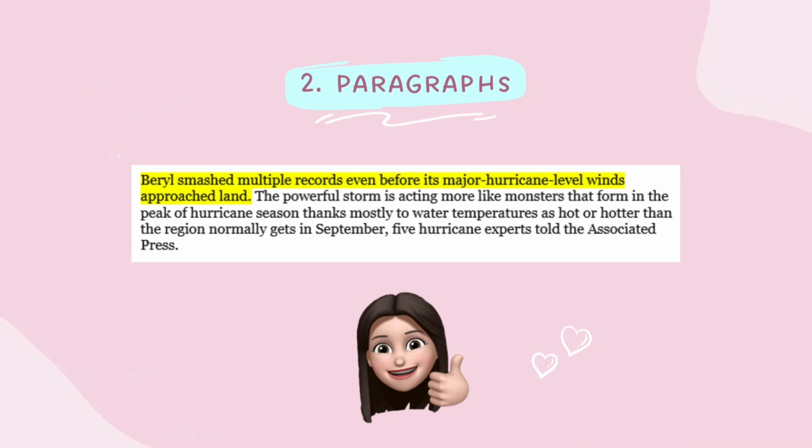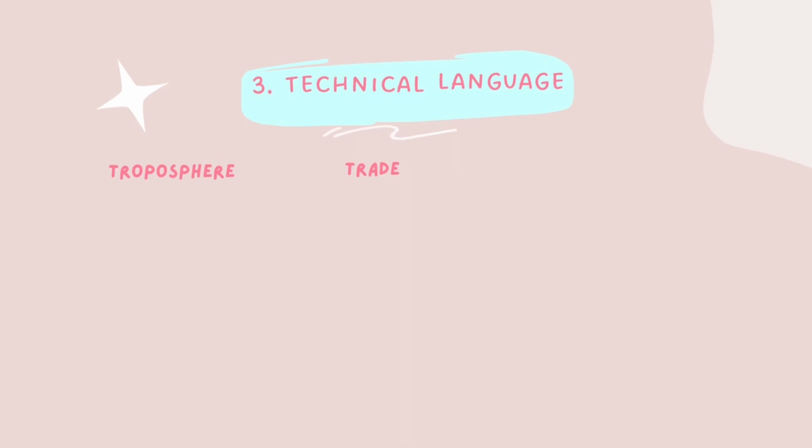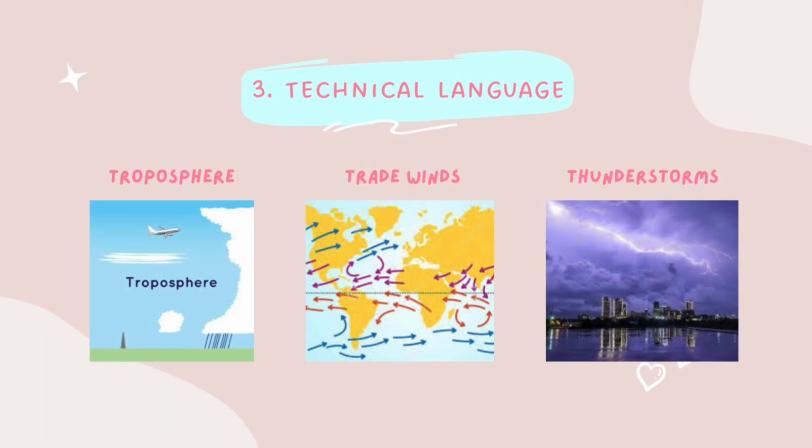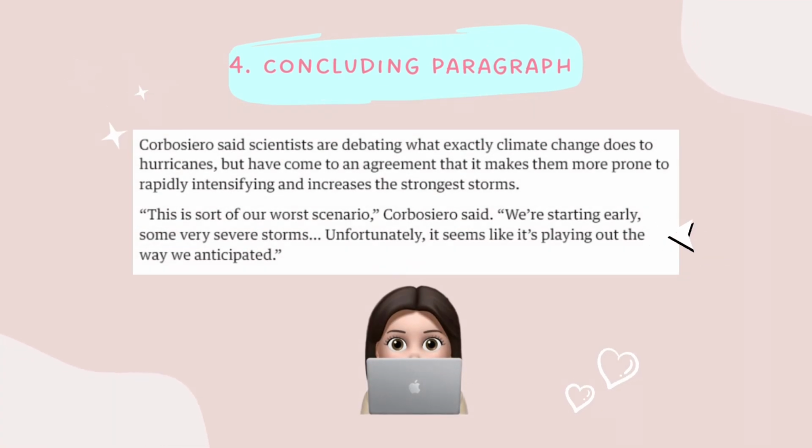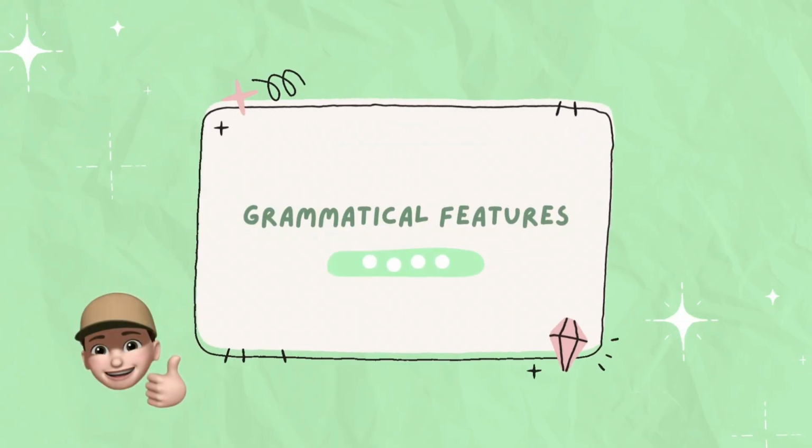In this paragraph, the topic sentence, "Beryl smashed multiple records even before its major hurricane-level winds approached land," talks about how the hurricane broke several records before its winds reached the strengths of a more critical storm. Each paragraph contains technical language related to the topic. In this case, some of the words mentioned were troposphere, trade winds, and thunderstorms. At last, this text contains a concluding paragraph at the end of it that summarizes the article and its main ideas. Now, we'll see the main grammatical features of this text.